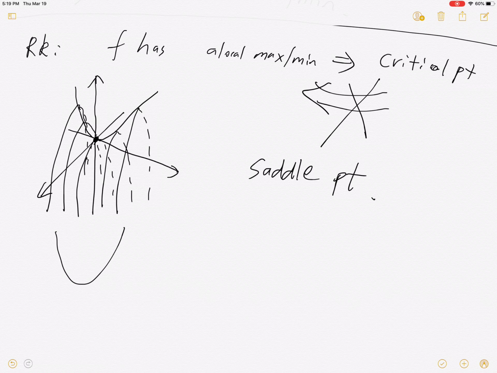This is very different from this point. For this point, if you perturb it, finally you will go back to itself. This is called stable.